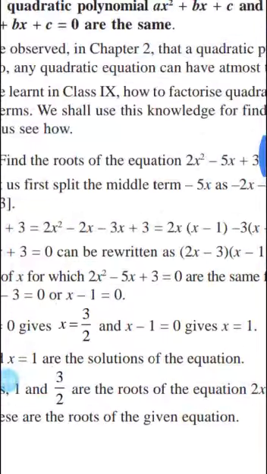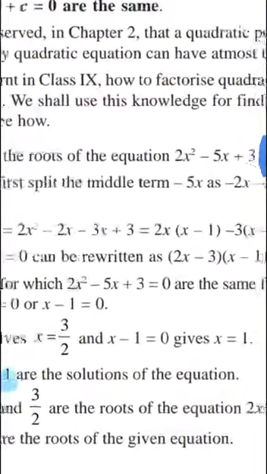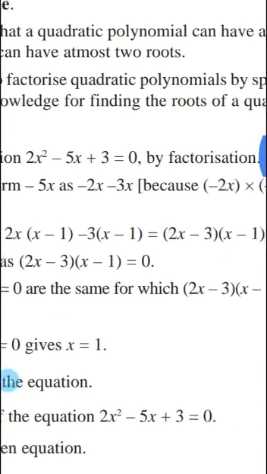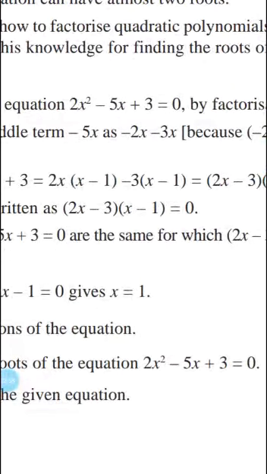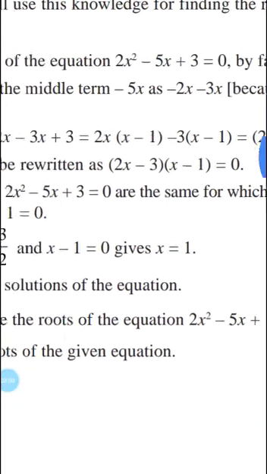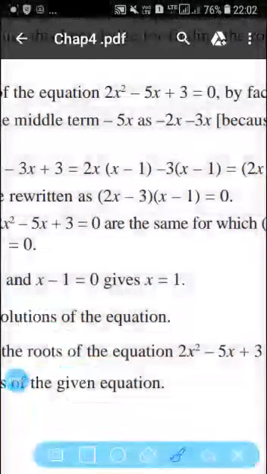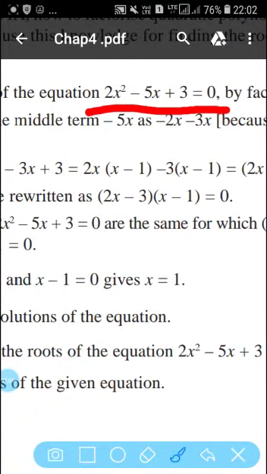Now see, our question is: find the root of the equation 2x square minus 5x plus 3 is equal to 0 by factorization. We will solve this question by factorization. There are methods which we know for factorization, such as splitting the middle term. So let us split it.